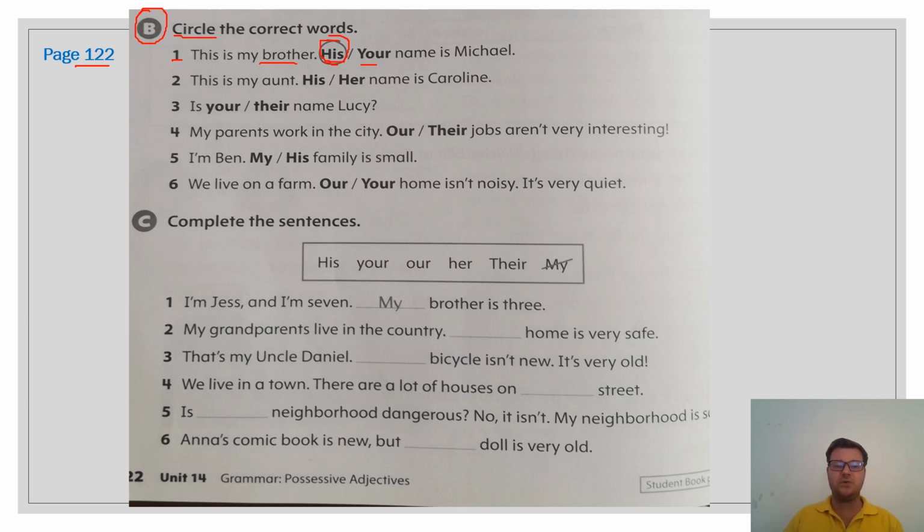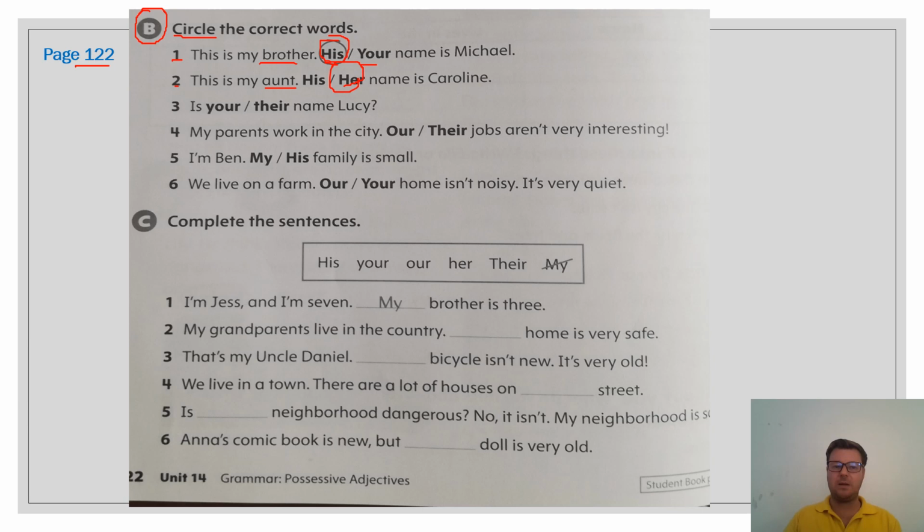Let's try question number 2. This is my aunt. Aunt is a family member, but aunt is a girl, a woman. So we need to remember possessive adjective for a girl or a woman is her. This is my aunt. Her name is Caroline. And circle.